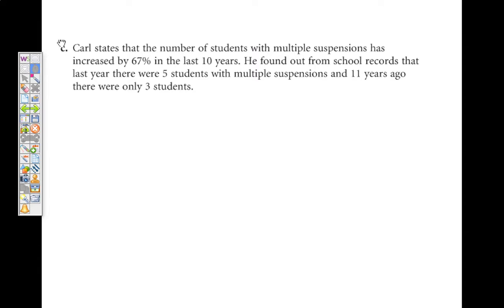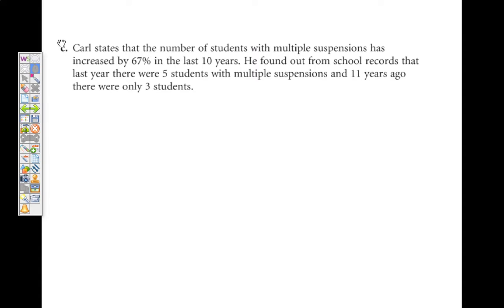And is there any bias or misrepresentation in this study? And there would be, because 67% is a huge increase. But if we look at the actual numbers, 5 students versus 3 students, isn't really that huge of a jump. You'd also have to look at what was the increase in the student population. So here there's some misrepresentation.